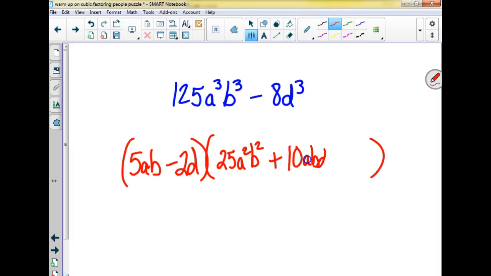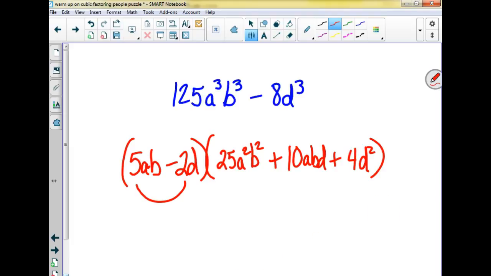ABD. Boy, I made that complicated. Okay. Because you're doing this times this, right? But the sign changed. Now you're squaring 2D. 2d times 2d would be 4d squared. Okay, was that messy enough? You think you got the pattern though?